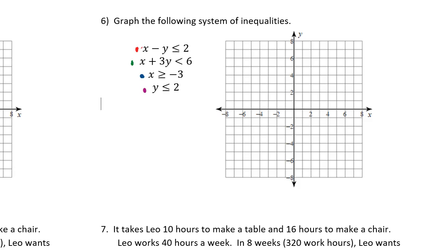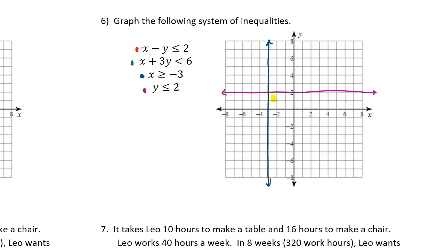Let's start with the horizontal and vertical lines. There's really no order you have to do these in, but sometimes I like to do the vertical and horizontal lines first. So y is less than or equal to 2 means that's going to be a solid line. And it's y is less than 2, so it's going to be everything below there. And x is greater than or equal to negative 3, so that would be a vertical line going through where x is negative 3, and it's greater than, so it's going to be everything to the right.